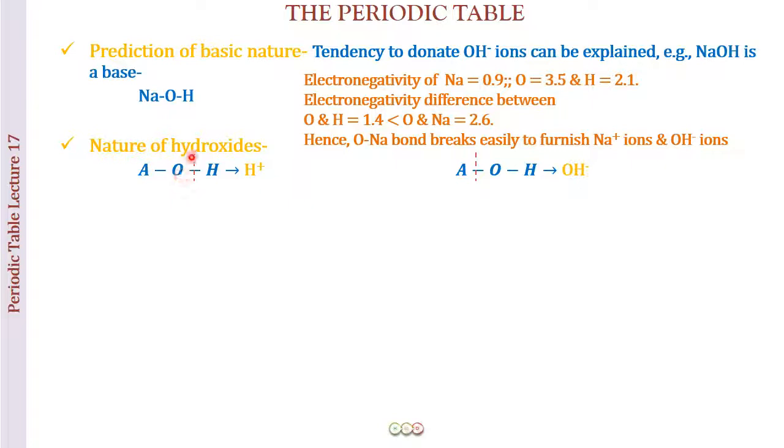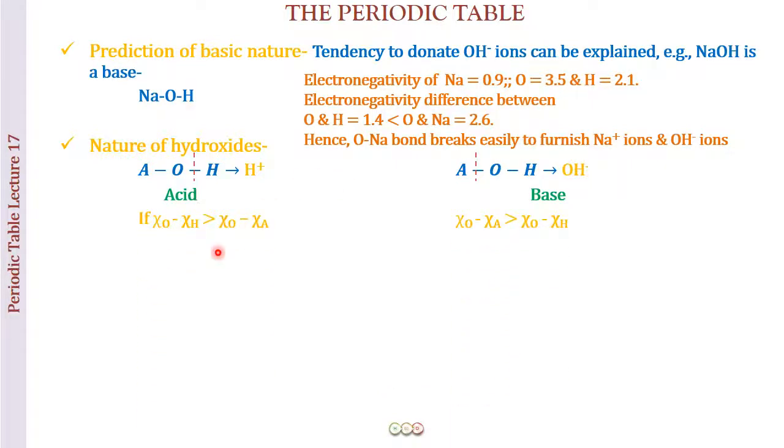One is that the OH bond is breaking and H ions are being released, and the other is that the AO bond is being broken and the OH ions are released. So when H ions are released, it is an acid. When OH ions are released, that is going to be a base.